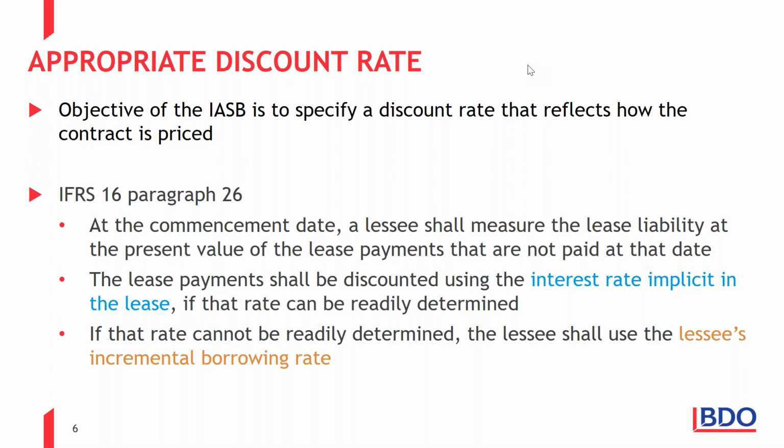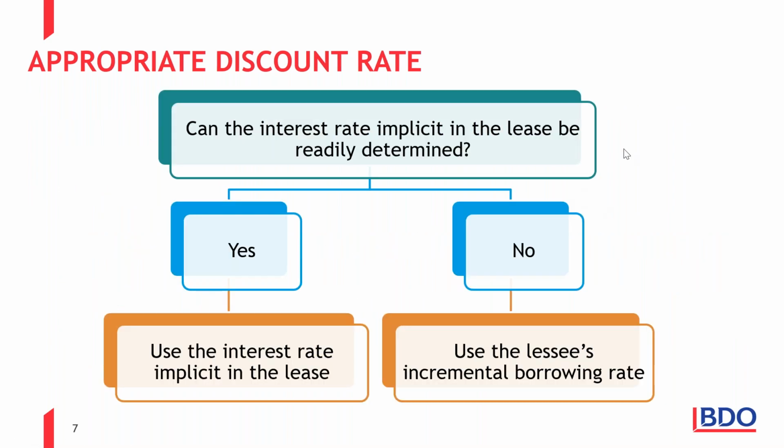And if that rate cannot be readily determined, the lessee shall use the lessee's incremental borrowing rate. As you know by now, I think in pictures, or in diagrams, and therefore I looked at that paragraph and thought, okay, what it says is, can the interest rate implicit in the lease be readily determined? If we say yes, we can determine it, then we use that interest rate implicit in the lease. If it cannot be readily determined, we use the lessee's incremental borrowing rate.